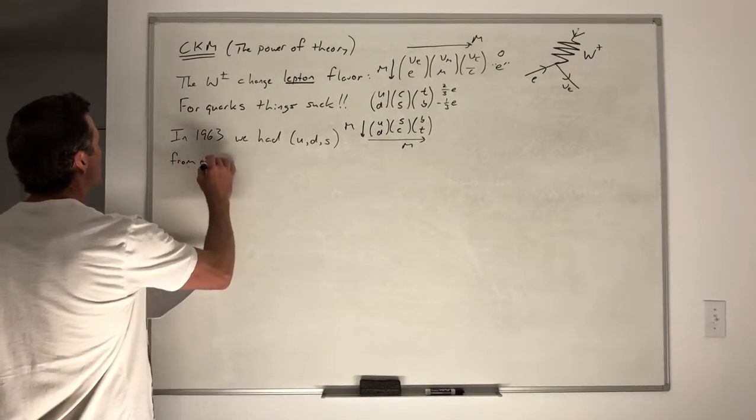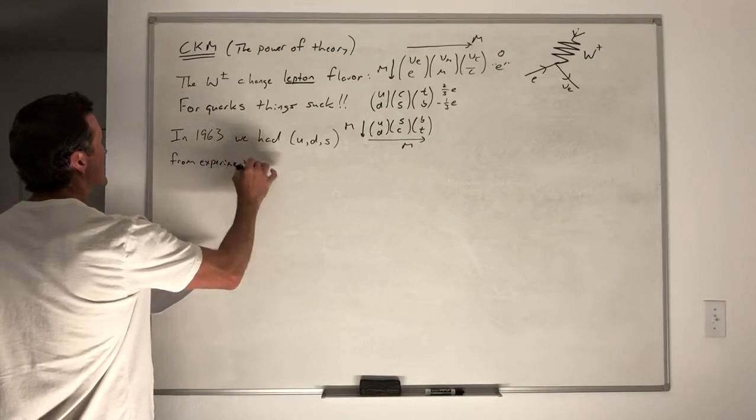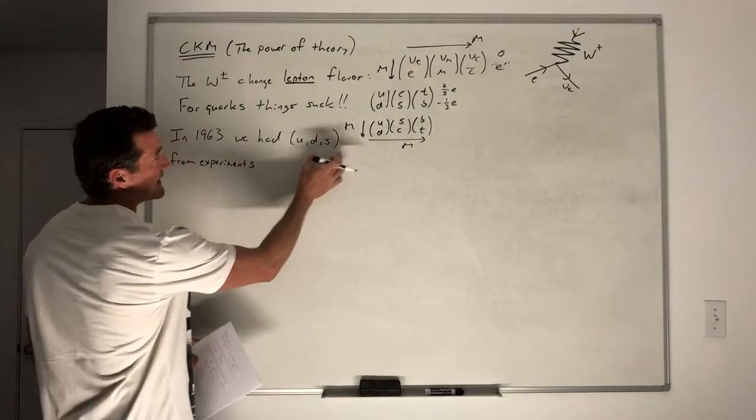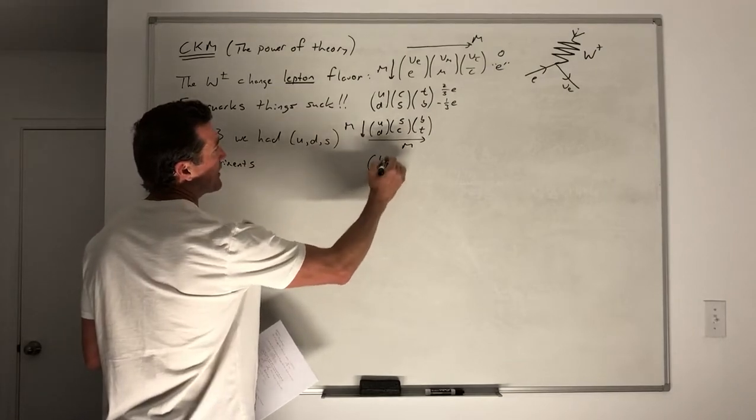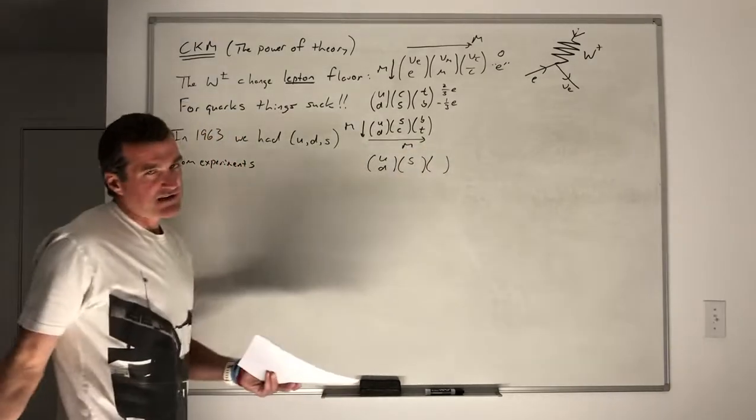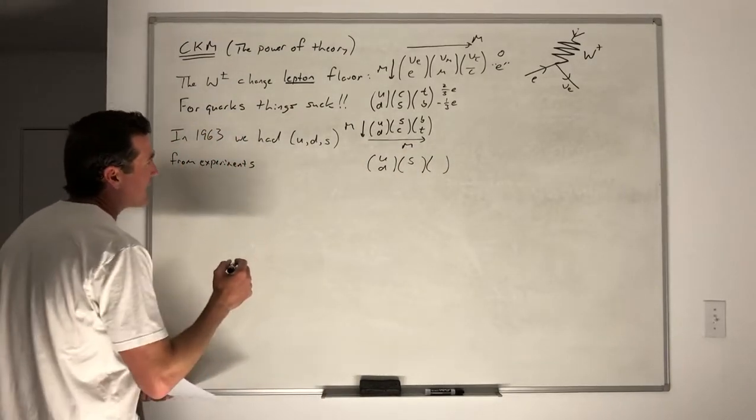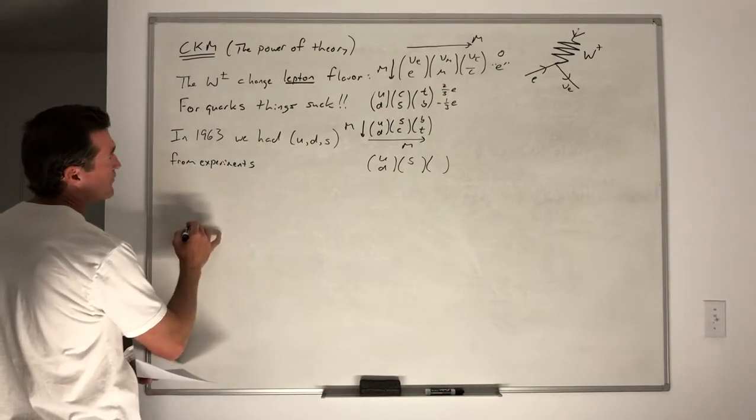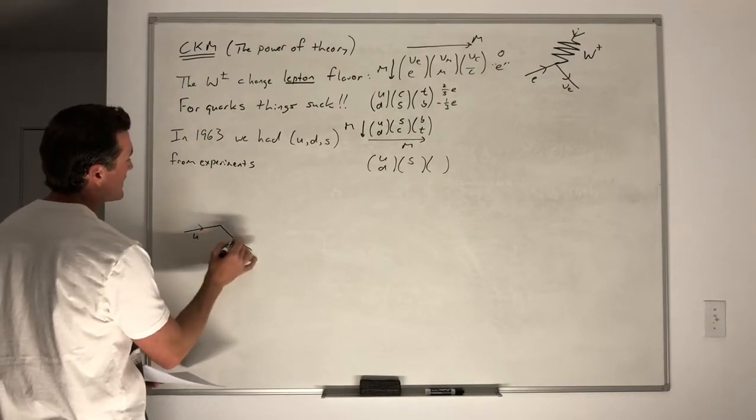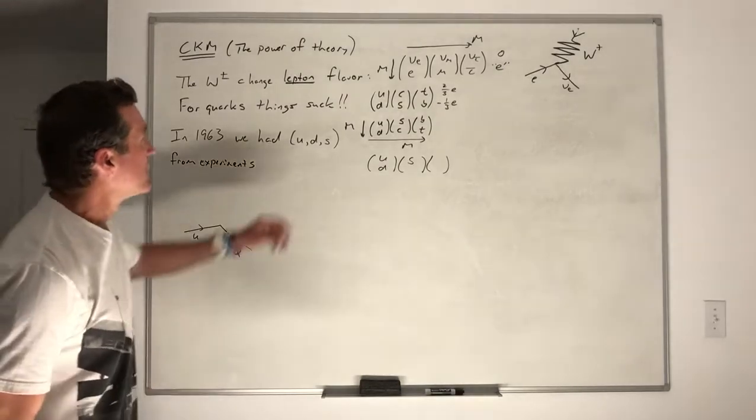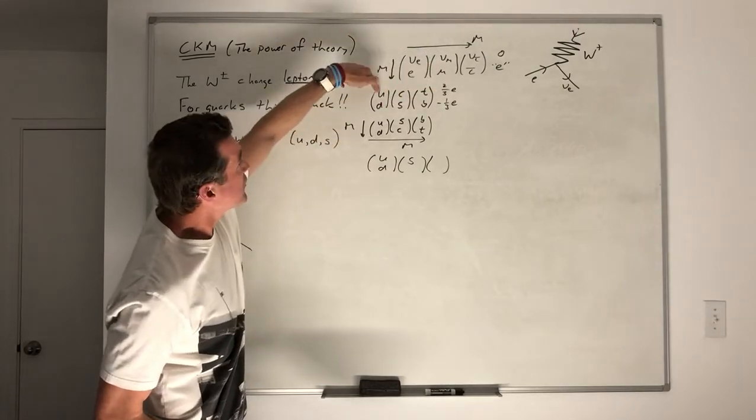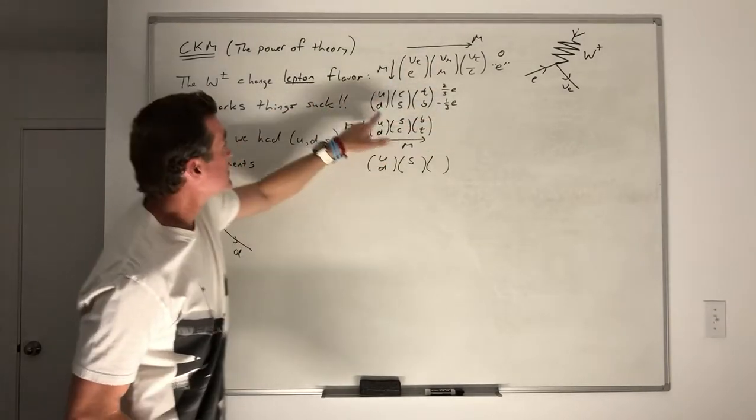From experiments, now bear in mind, if we took these three and imagined that they were part of a set of doublets, and this and this and this just hadn't been discovered yet, then you might imagine that the primary diagram you'd use for a W plus or minus would be one where an up quark comes in, a down quark goes out, and then you have a minus charged up quark going to a positively charged down quark.